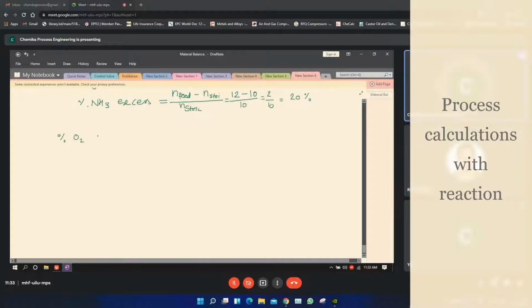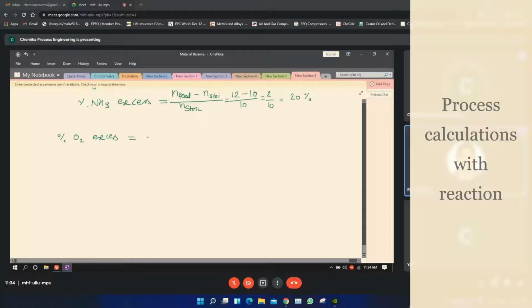Can you find out the oxygen concentration? Sir, one doubt. You did 12 minus 10. 10 means that is required. Our feed is 100 moles per hour. You told propylene is 10%. That means for 10% propylene, we need 10% ammonia. Like that you calculated, right?